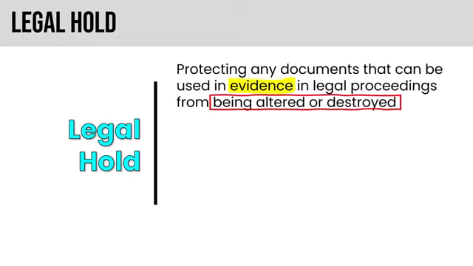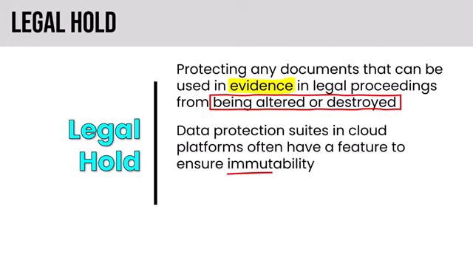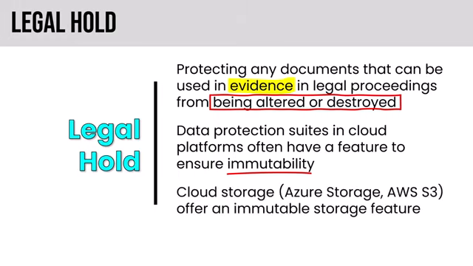Legal hold protects any documents that can be used in evidence in legal proceedings from being altered or destroyed. Data protection suites in the cloud often have a feature to ensure immutability, which ensures that the data marked immutable cannot be modified. In fact, when we look at cloud storage like Azure Storage or AWS S3, they offer an immutable storage feature, so I can mark a container as immutable.